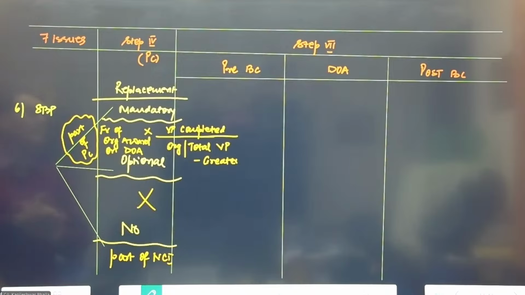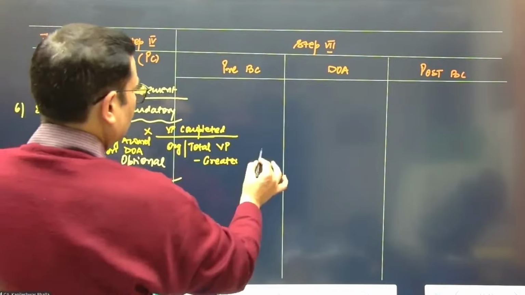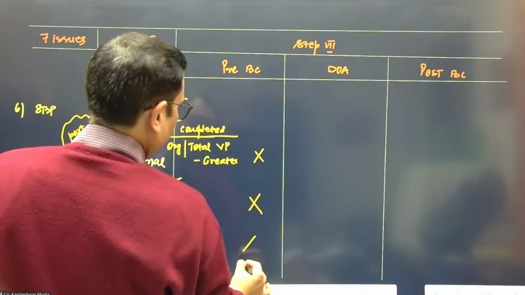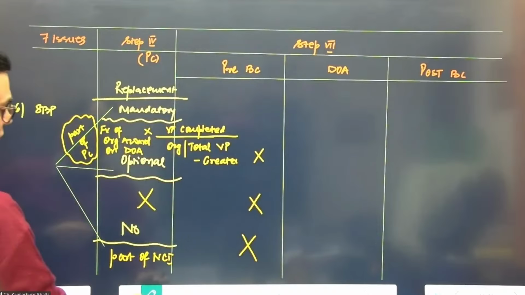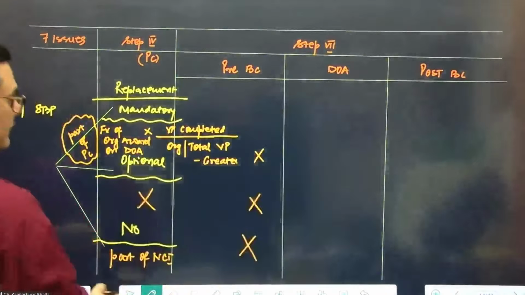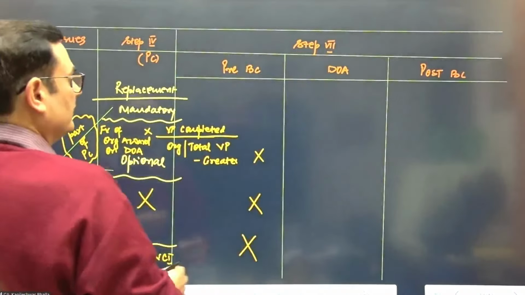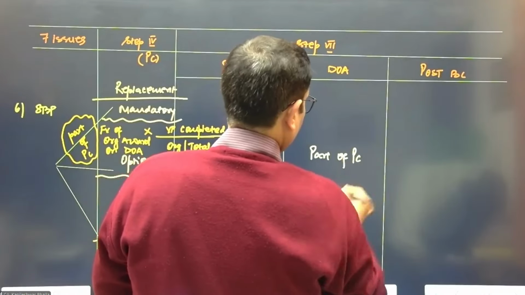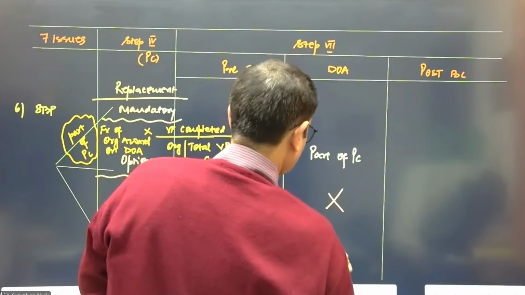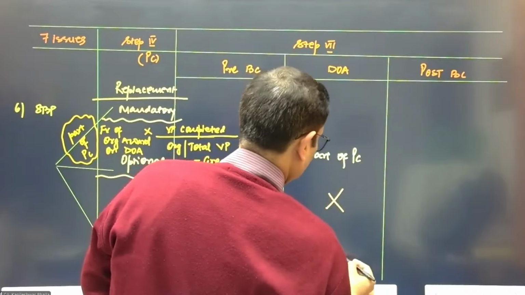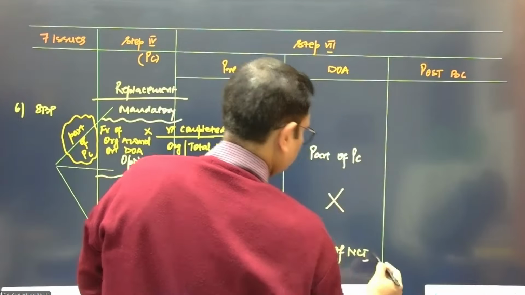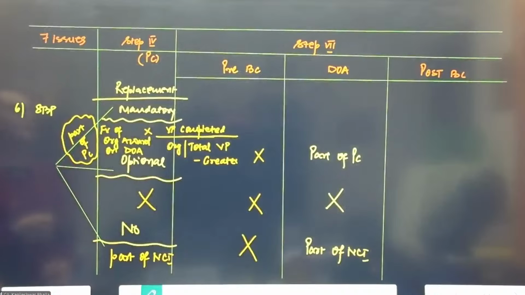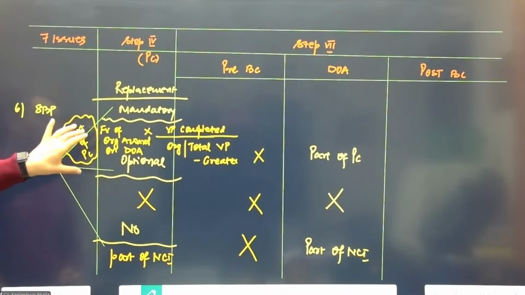Okay, now let's see what is done in a pre-business combination. Nothing would be done in a pre-business combination. I think we'll just make a mention now of what we will do in the entry. So in this case, it's a part of PC. In this case, it's not. In this case, it's a part of NCI. And now let's see the post-business combination. Any impact on the post-business combination with the mandatory replacement?